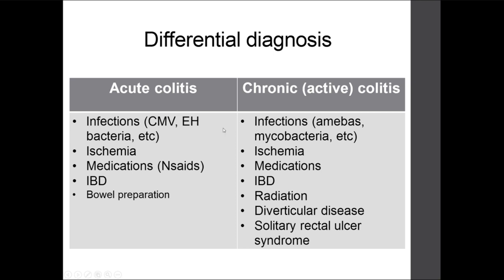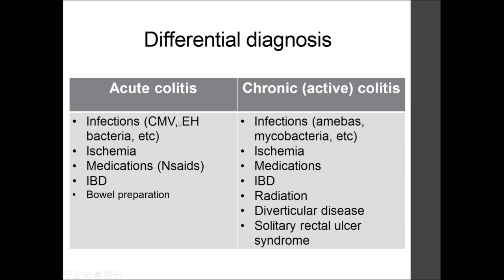Comparing the differential diagnosis for these two patterns, I think it's very similar. At least the most frequent things that we see, infections, ischemia, medications, and IBD, are in both. So it's very easy to remember when you are trying to list a differential what are the things that we need to take into consideration. There are a few other things like radiation, diverticular disease, solitary rectal ulcer syndrome, and many others that are probably more frequently seen in the setting of chronic active injury or chronic injury rather than acute. But overall, I think there's significant overlap.